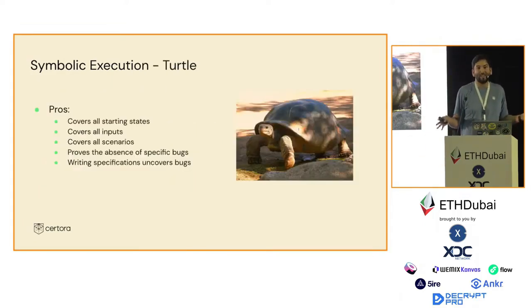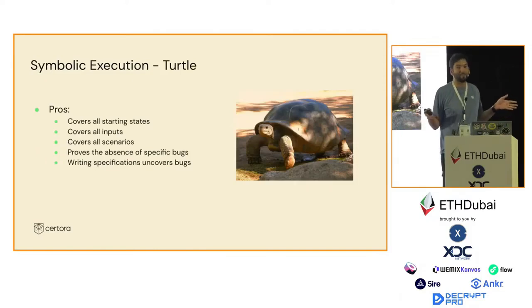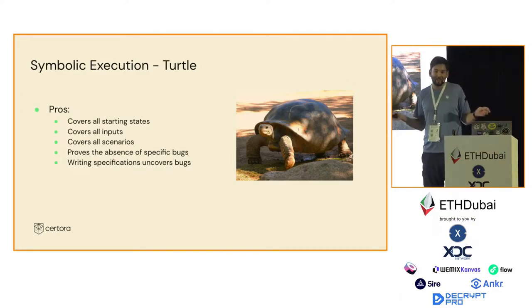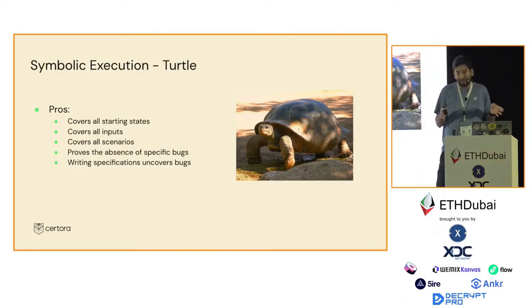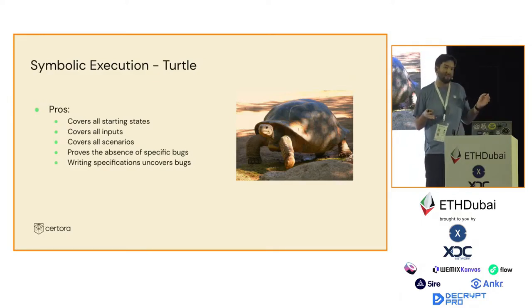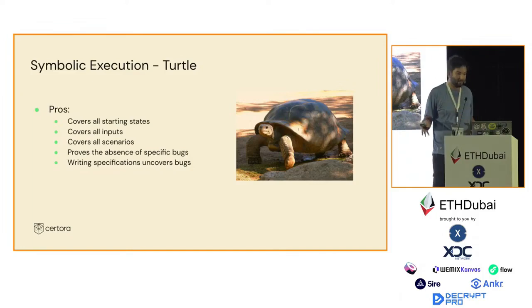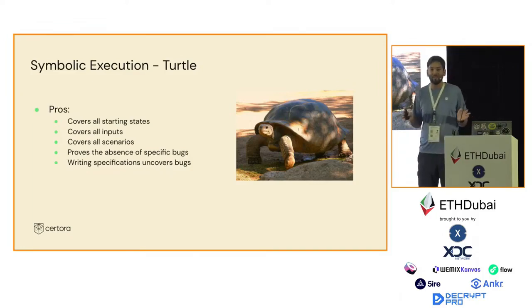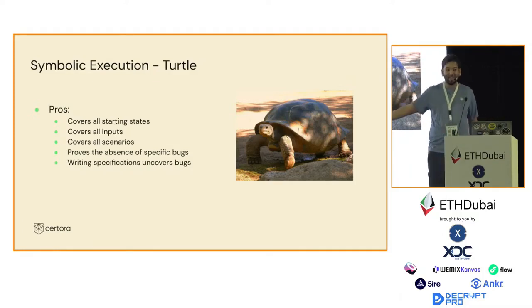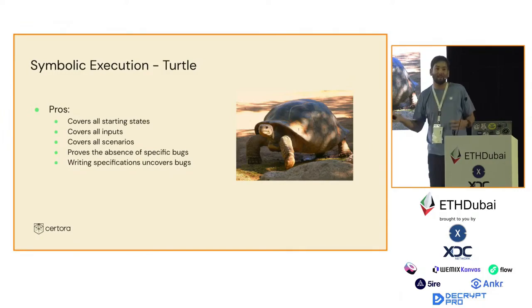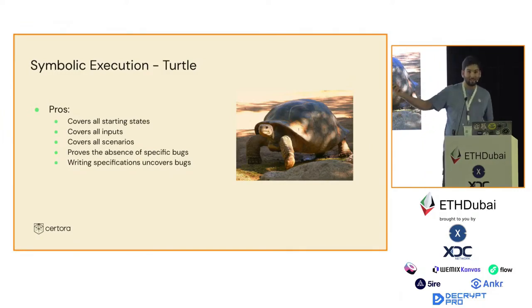Symbolic execution is a turtle. It gives us the maximal amount of protection. See, it covers so much. And again, the big difference between this method and the previous ones is that we have some mathematical proof for the absence of specific bugs. And I also want to mention that just the process of writing what we call the formal specification is oftentimes enough to uncover bugs in the design or the implementation just by itself.